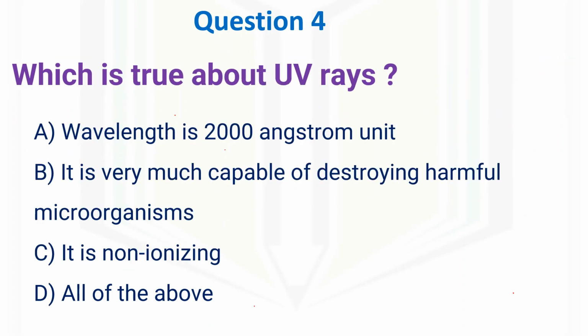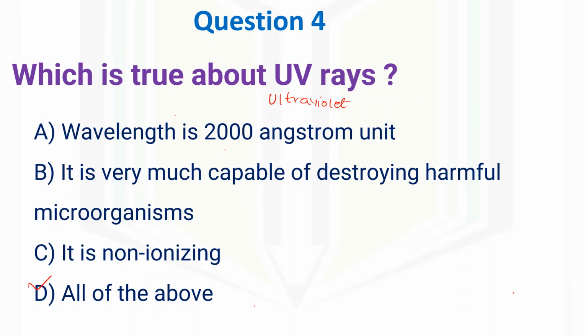Question number 4, which is true about UV rays? UV rays is ultraviolet rays. Options are wavelength is 2000 Armstrong unit. It is very much capable of destroying harmful microbes. It is non-ionizing. Option D is all of the above. And the correct option is option number D, all of the above.